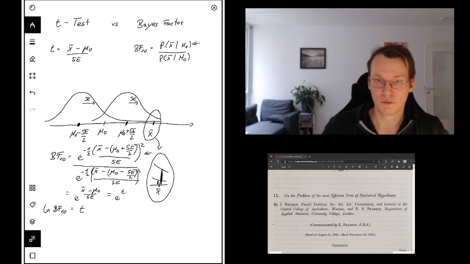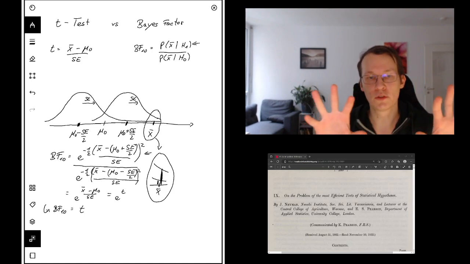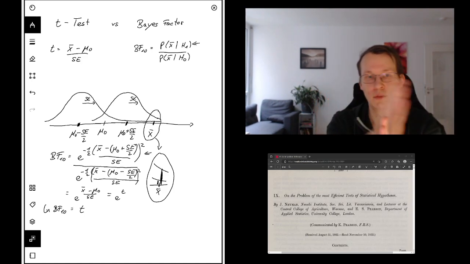And that's the relationship. I'm not sure how familiar the field is with this. I have been asking myself this question for a long time. But the basic idea here is that the t value is the logarithm of a Bayes factor if you put two normal distributions just around mu0.